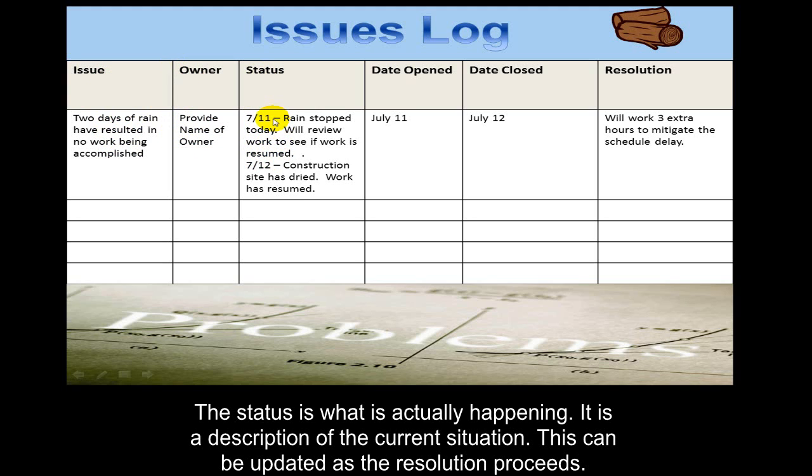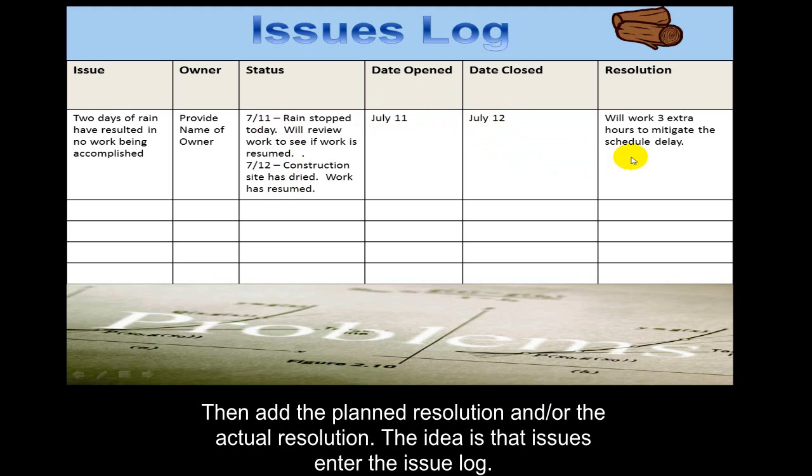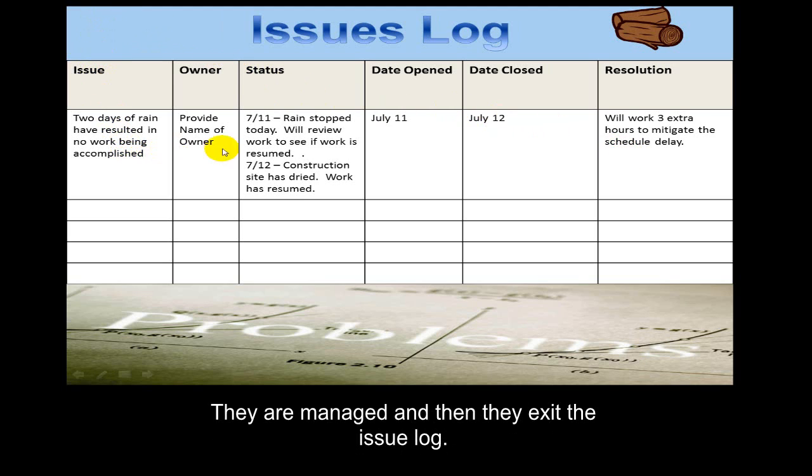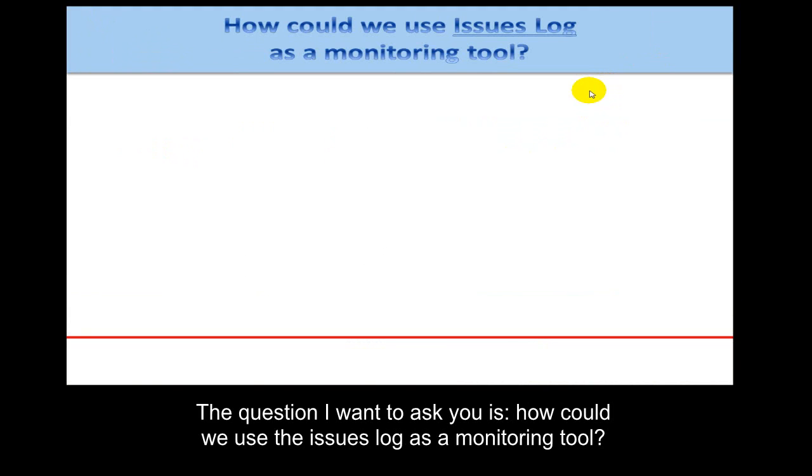The status is then what is actually happening. This is a description of what the situation currently is, and then this can be updated as the resolution proceeds. A date that the issue was opened, and then once the issue is resolved and closed, you put in the closure date, and then what is the planned resolution or the actual resolution. So the idea is that issues enter the issue log, they're managed, and then they exit the issues log. So the question I want to ask you is, how could we use the issues log as a monitoring tool?